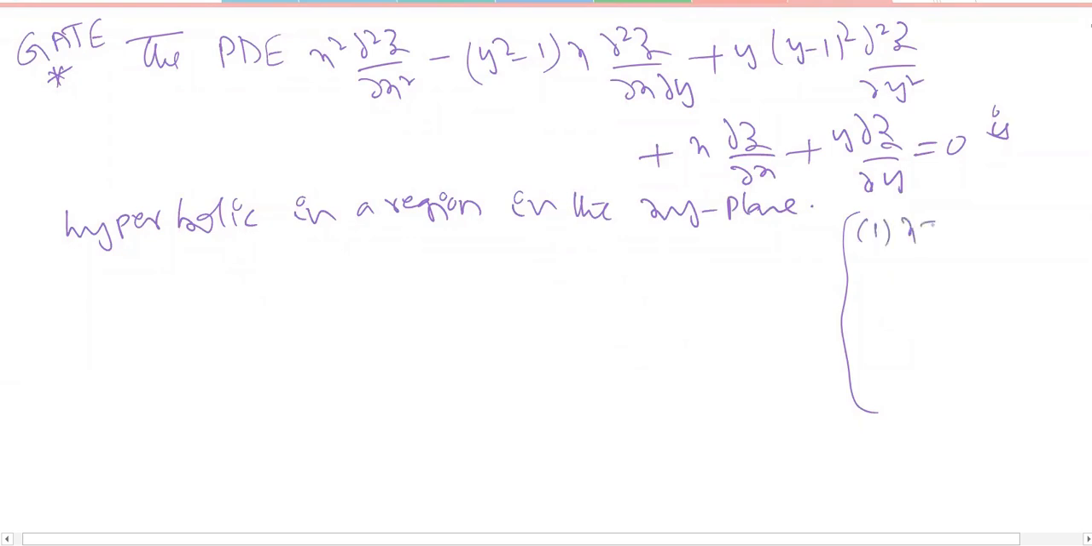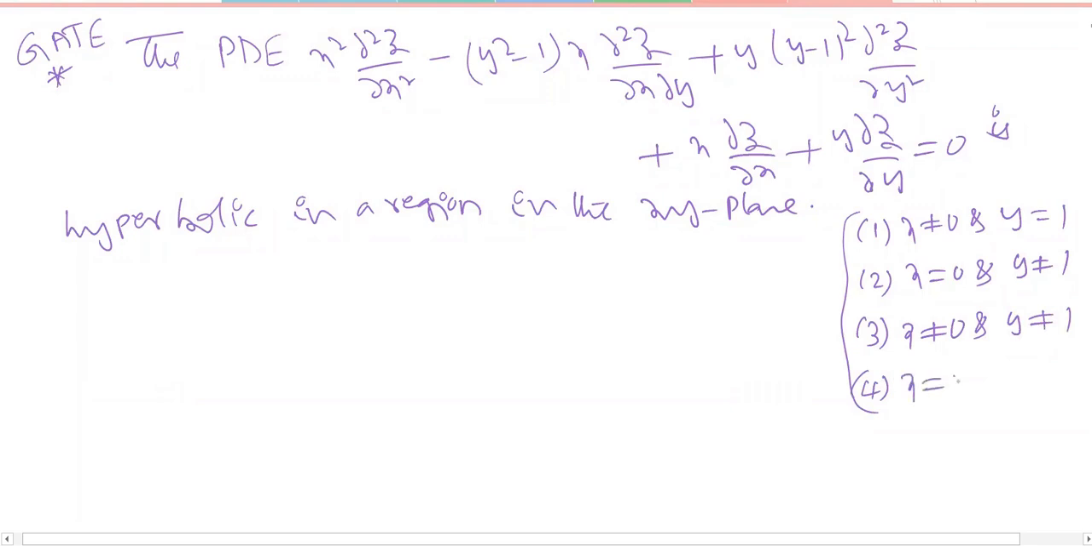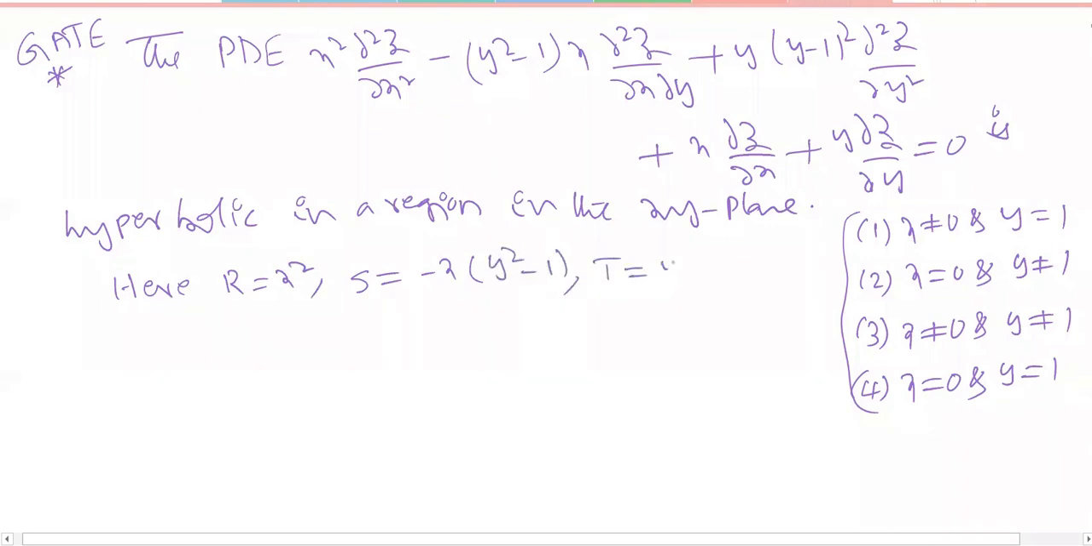Now we have options here. Option one is x not equal to 0 and y is equal to 1. Option two, x is equal to 0 and y not equal to 1. Option 3, x not equal to 0 and y not equal to 1. And option 4, x is equal to 0 and y is equal to 1. We have 4 options. First, I consider the given differential equation with Rr plus Ss plus Tt plus f of xyz pq is equal to 0. So here R is equal to x square, s is equal to x into y square minus 1, and t equal to y into y minus 1 whole square.